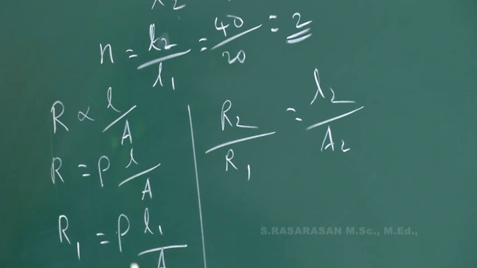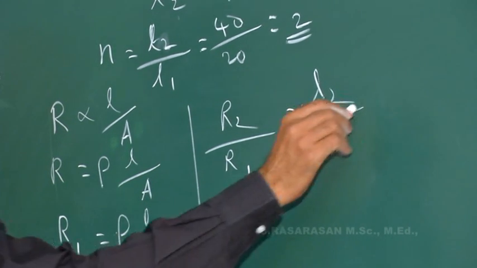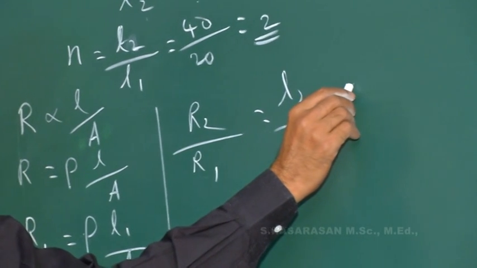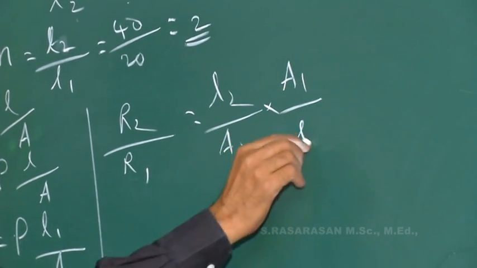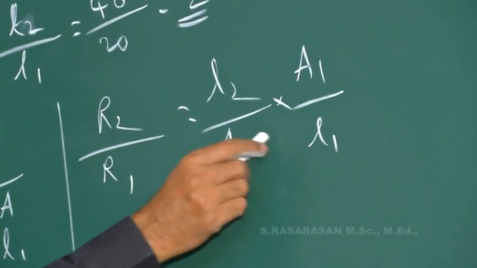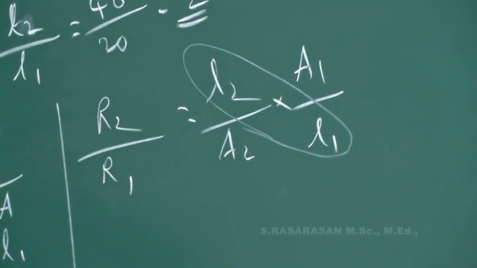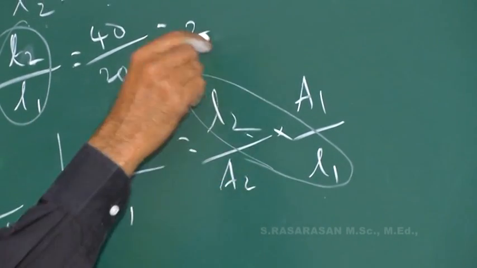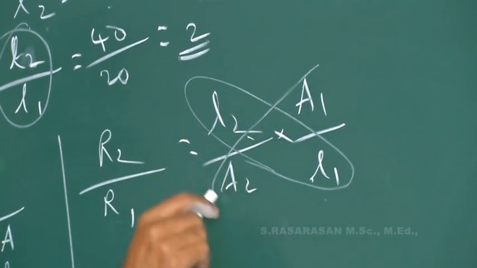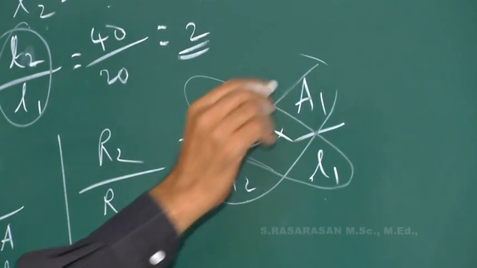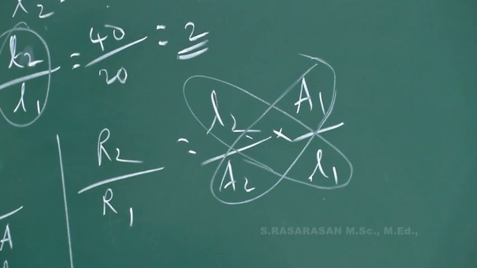Divided by L1 by A1 means multiply by the inverse. That means instead of L1 by A1, A1 by L1. Here L2 is known, L1 is known, so L2 by L1 I know, I can put 2. But A1 by A2 I don't know, but it is indirectly known.